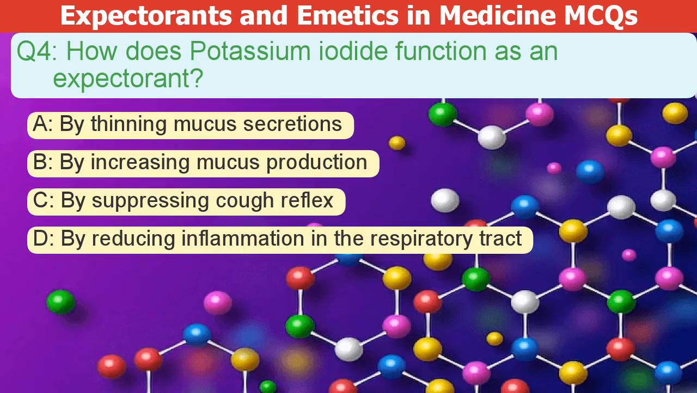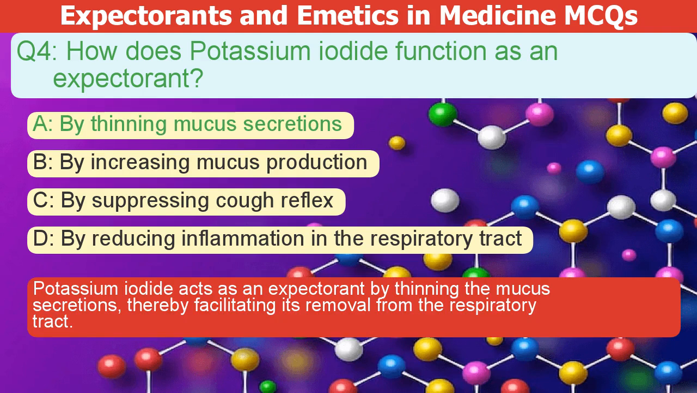How does potassium iodide work as an expectorant? A. By thinning mucus secretions. B. By increasing mucus production. C. By suppressing the cough reflex. D. By reducing inflammation in the respiratory tract. The correct answer is A. Potassium iodide acts as an expectorant by thinning mucus secretions, making it easier to remove from the respiratory tract.